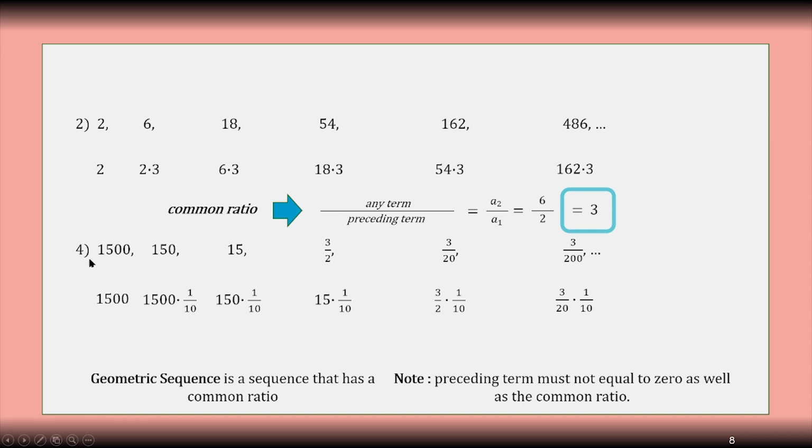How about the number 4? So, ano kaya yung ating common ratio? So, dito, pinili natin is a sub 3. Divide natin sa preceding term, which is a sub 2. So, a sub 3 is 15. Divide 150. So, makakancel na yung 15. So, magiging 1 over 10. So, this is the common ratio. So, madali lang, di ba?